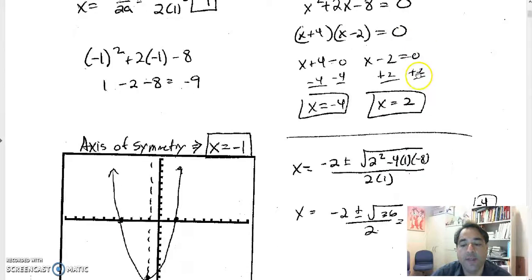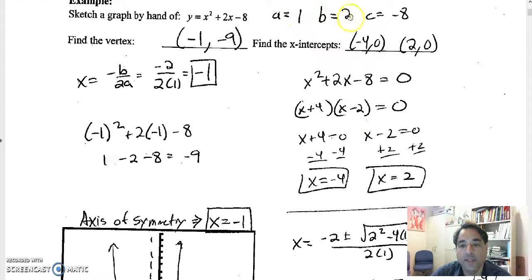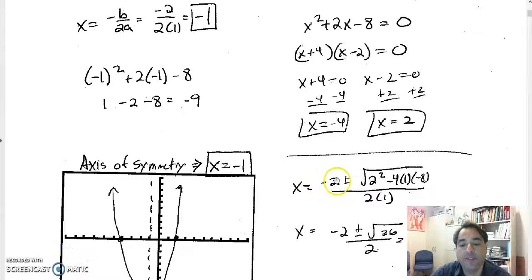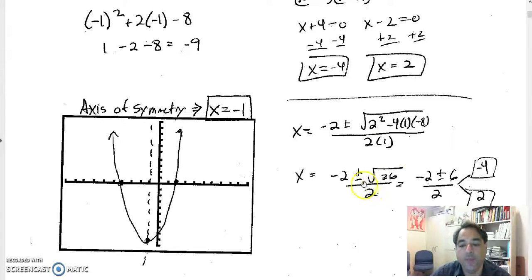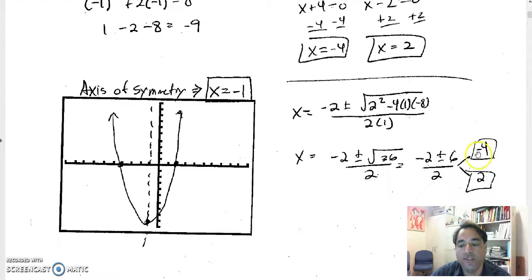You can also find that by doing the quadratic formula. Remember, all a, b, c are here: negative b plus or minus the square root of b squared minus 4ac all over 2a. When you work that out, with the plus and the minus, you still get negative 4 and 2. Remember, a is positive, so we get that happy face. The vertex is negative 1, negative 9, and the x-intercepts are negative 4 and 2.